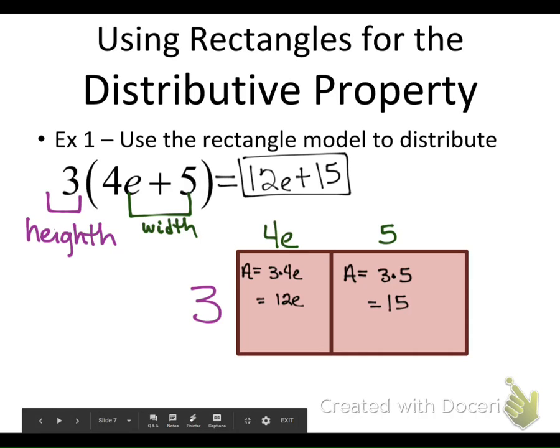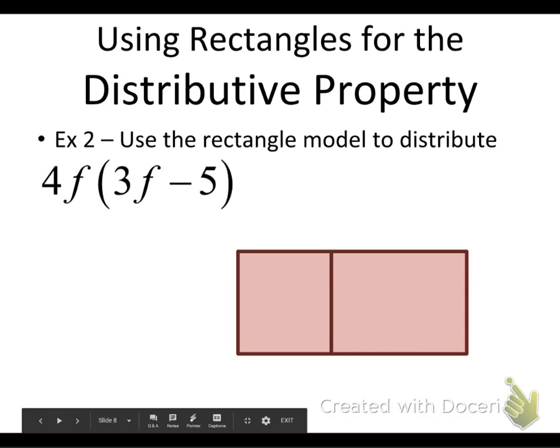Okay, so example number 2. What's different about this example compared to the first example? The variables on the outside of the parentheses. Okay, we have a variable on the outside of parentheses. Anything else? Yeah, we have a -5. Okay. So my first number represents the what? The height. And my second number or group of numbers represents the width.